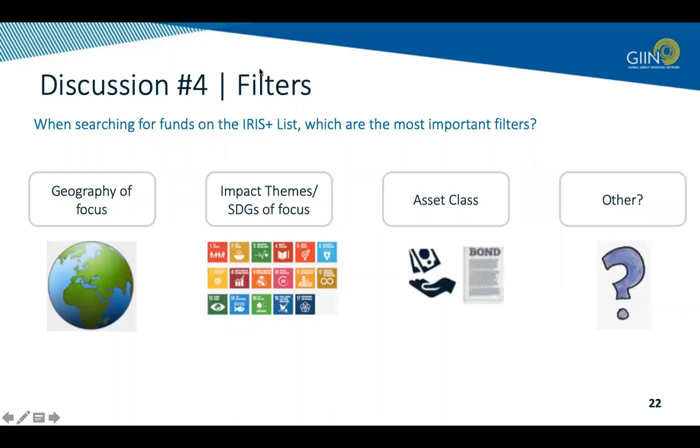The other thing, this is more about filtering. When you're searching for funds on the list, what are important filters for you to be able to filter these different organizations and find them? Is it by, for example, geography of focus? Is it by impact themes or SDGs? Is it by asset class? Or what are other key factors or elements that you want to be able to search through to find organizations? Geography and SDG.